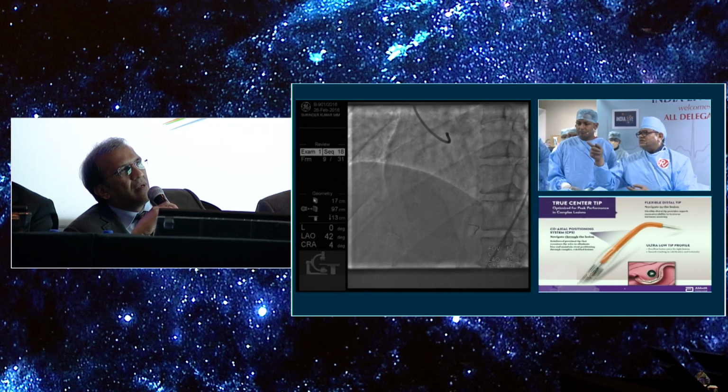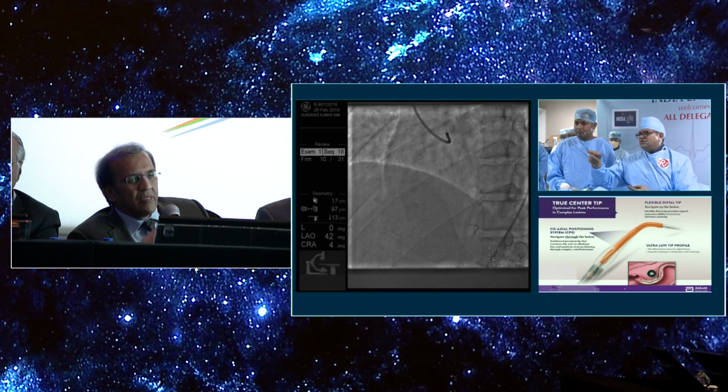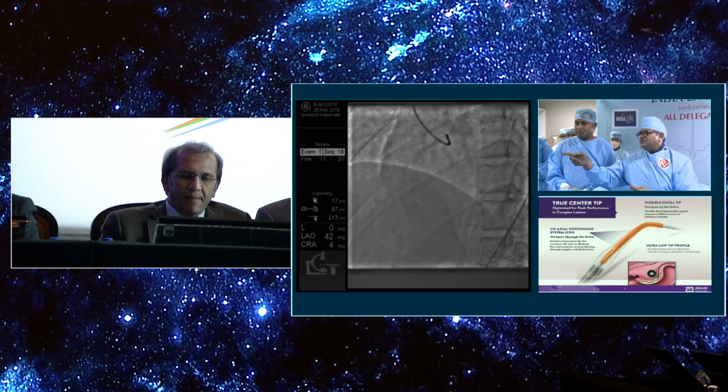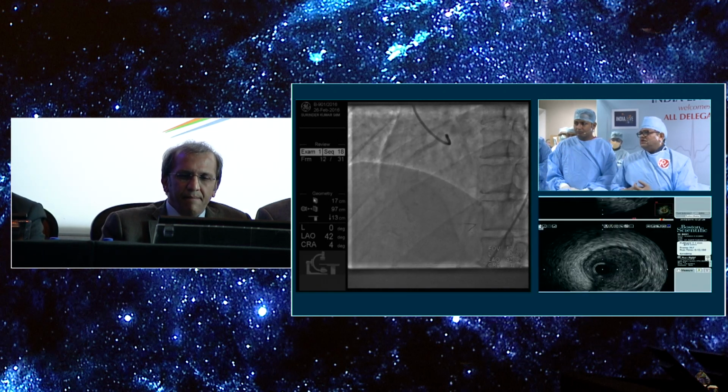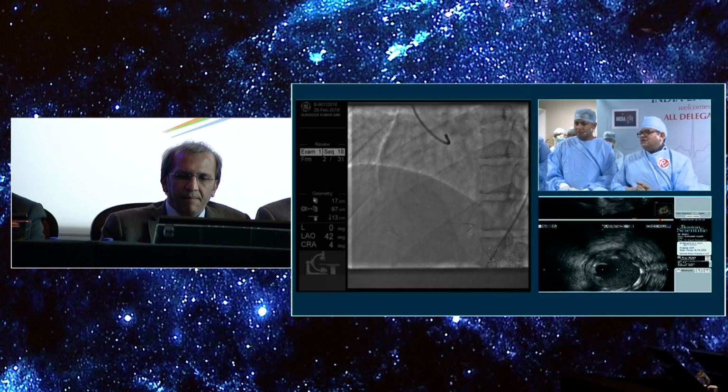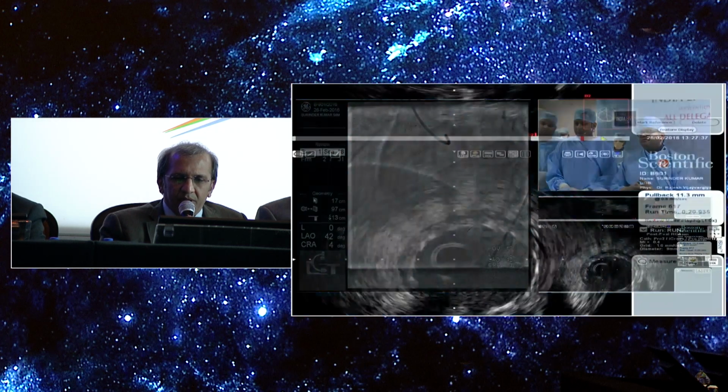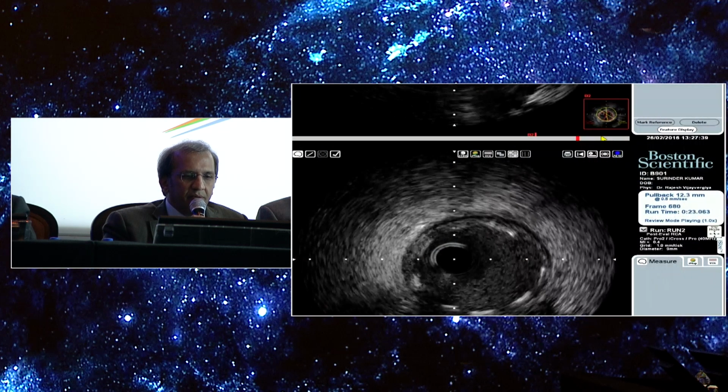We have seen the IVUS. Again, replay the IVUS proximally. IVUS has shown a well-opposed stent proximally as well as distally. This is the IVUS. Can you see the IVUS screen? Can you see the IVUS over there? We can, but I wish it was a bigger screen. Yeah, that's better.